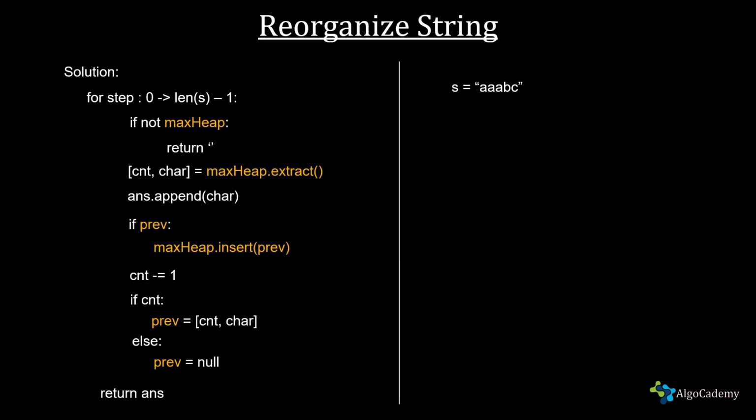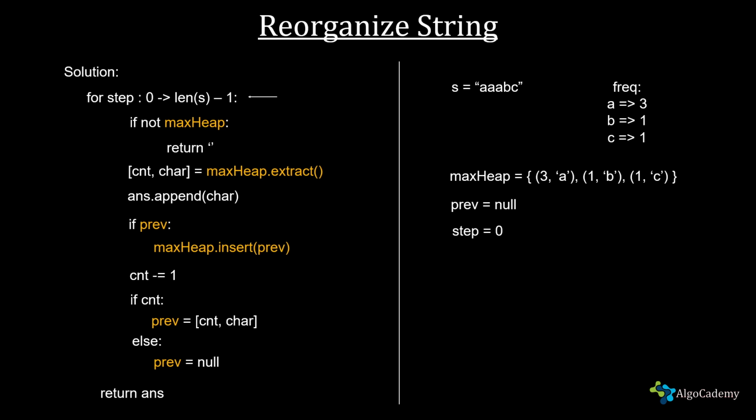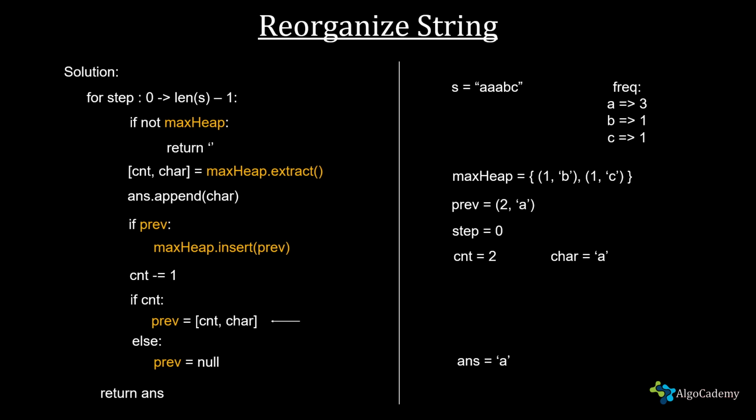If this is our string s, we will first create the hash map with the frequencies, then we will initialize max heap with all the pairs, and then we initialize prev with null. We enter the for loop, step is 0. Is max heap empty? No, it's not. So we proceed, and we extract the pair 3 and a from the max heap, so counter is 3 and character is a. We append character to the answer, and then we check, is prev not null? No, it's not. We decrement counter. Counter is greater than 0, so prev becomes the pair 2 and a, and we continue.